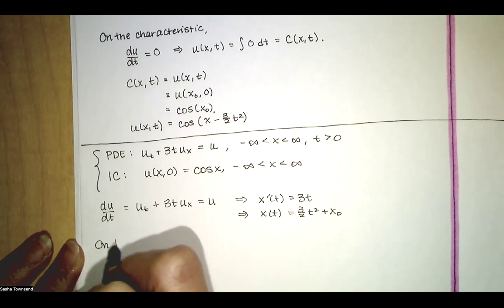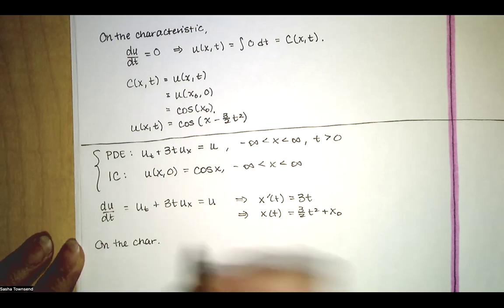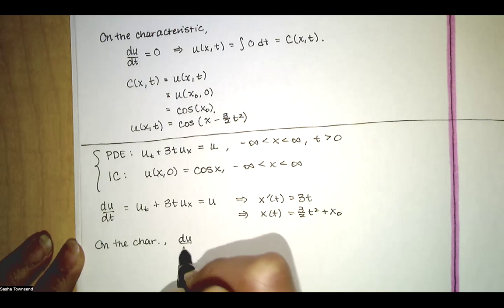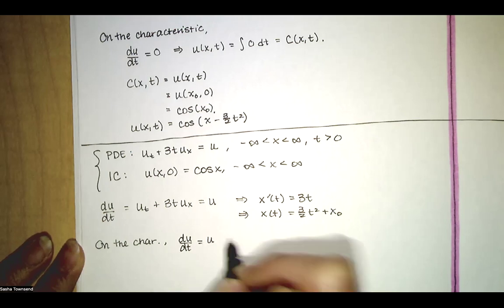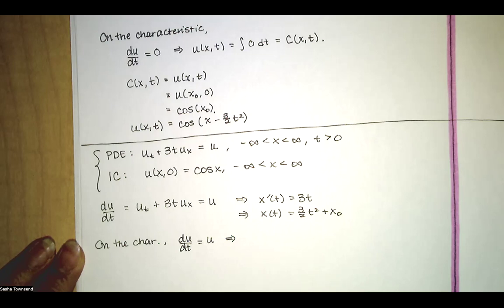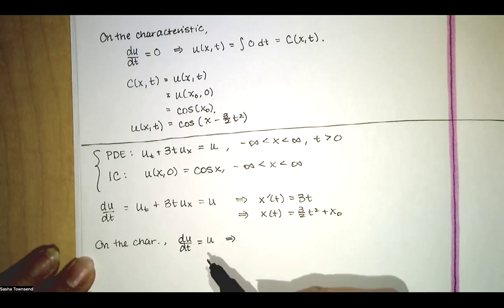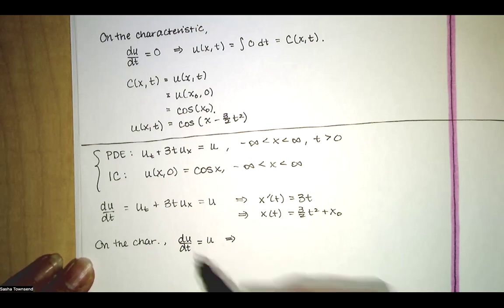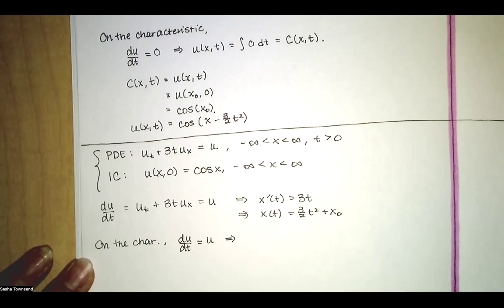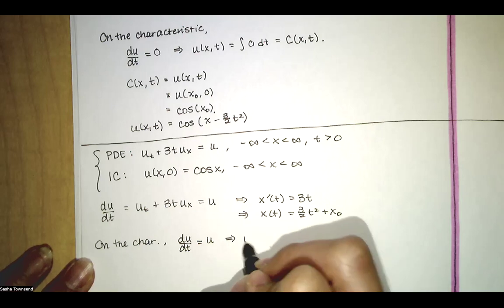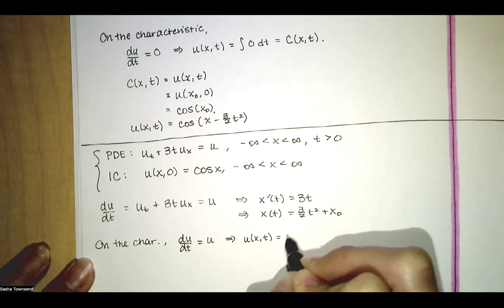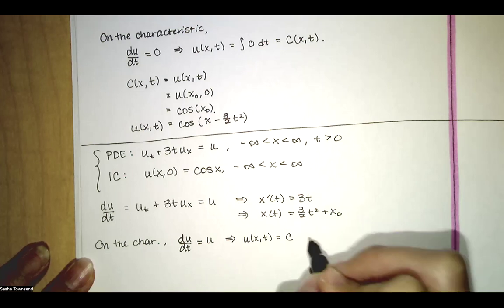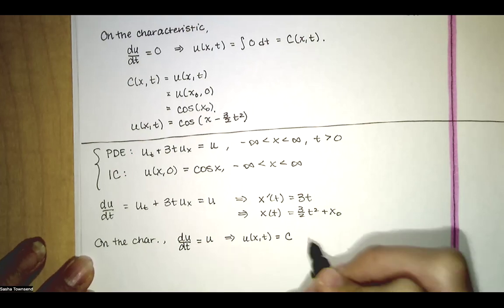So when we're on the characteristic, du dt is equal to u. And this one's actually really easy to solve. You could solve it by separating the variables if you want to. But you can also just think about this: what function can you take the derivative of with respect to t and get the function back? Well, it's obviously an exponential function. So u of x and t is some constant times that exponential function with respect to time. So we're going to have an e to the t.